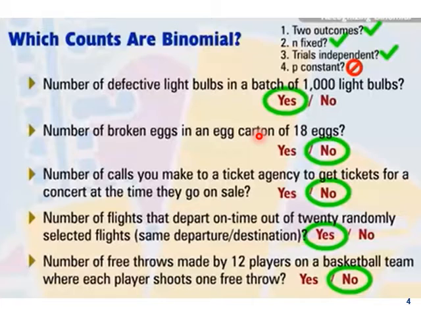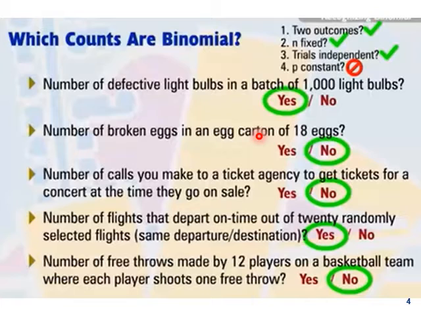Number 5 is the number of flights that depart on time out of 20 randomly selected flights. It's also telling that all 20 randomly selected flights have the same departure and the same destination. So two outcomes are there, that is on time or not on time. n is fixed, that is 20 randomly selected flights. Trials are independent. Yes, trials are independent, as we can understand. And p constant? Yes, the probability is constant here.